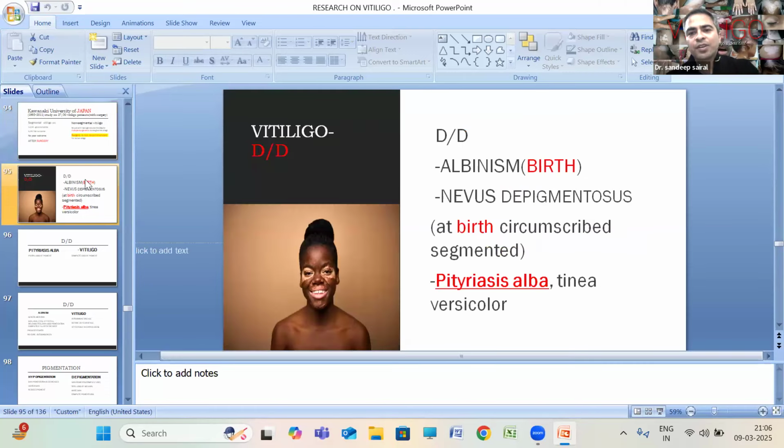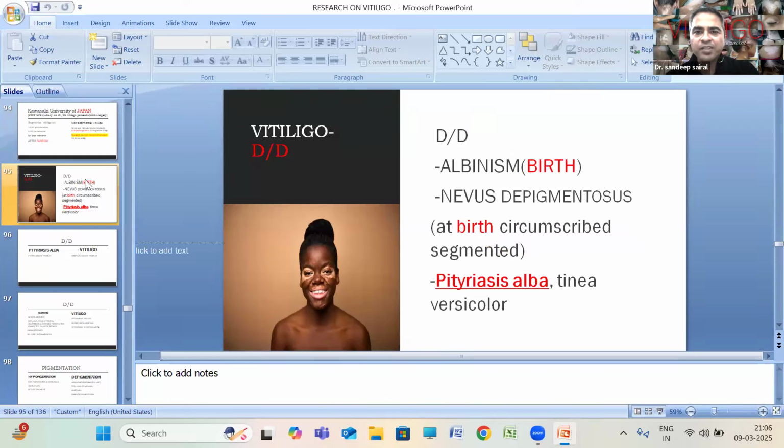Differential diagnosis. One differential diagnosis is albinism. It means since birth your hair, eyes, and skin don't have melanin, clear cut. Nevus depigmentosus means since birth you have just a single, circumscribed patch. The last ones are pityriasis alba and tinea versicolor.